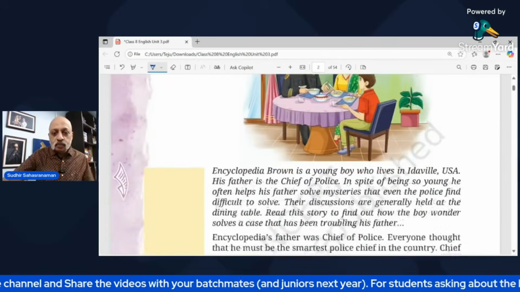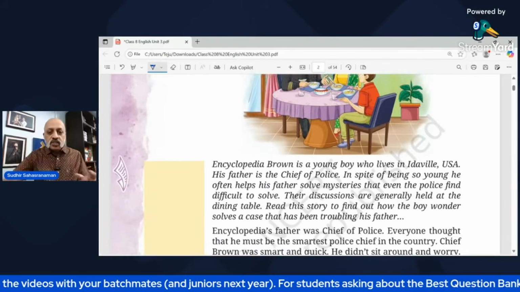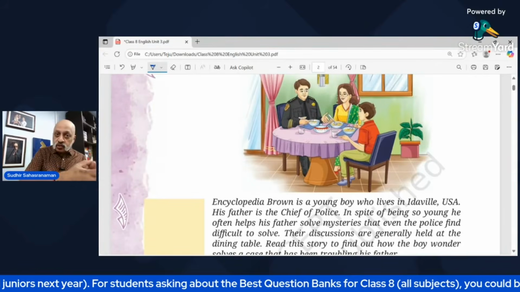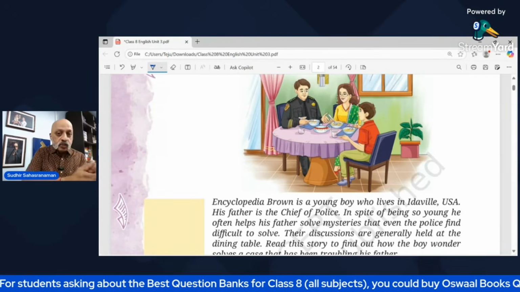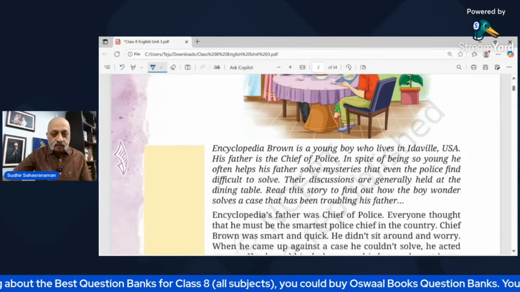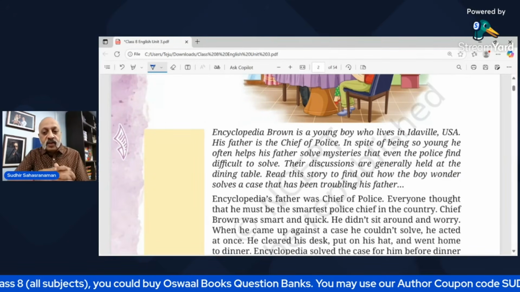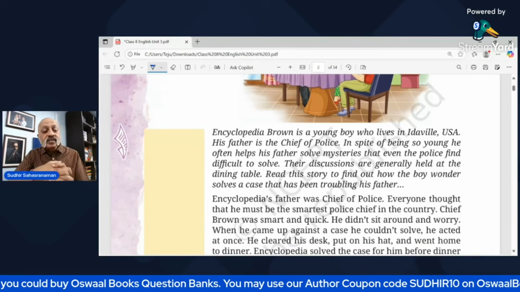Now let's read this particular story. Now you're seeing this illustration, which gives you an idea that we are talking about a family where the person is in uniform. So he's obviously a policeman, his wife, and their son. Encyclopedia Brown is a young boy who lives in Idaville, USA. His father is the chief of police.